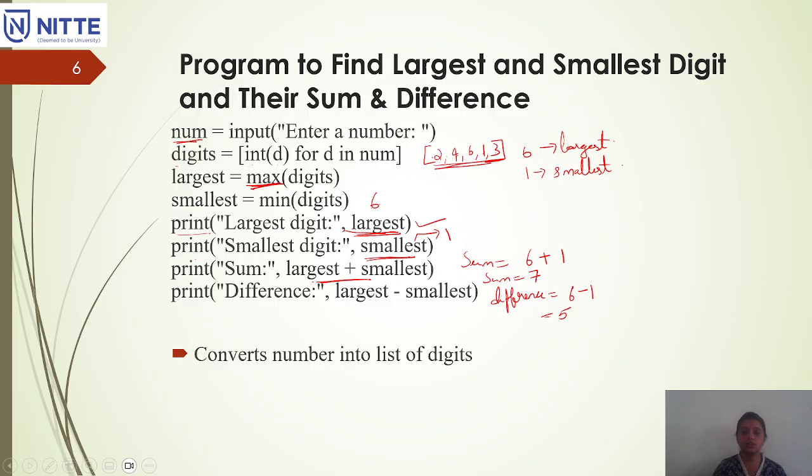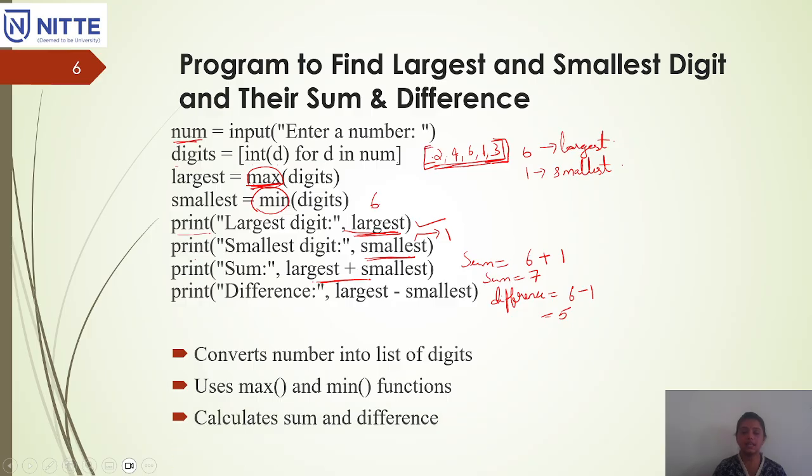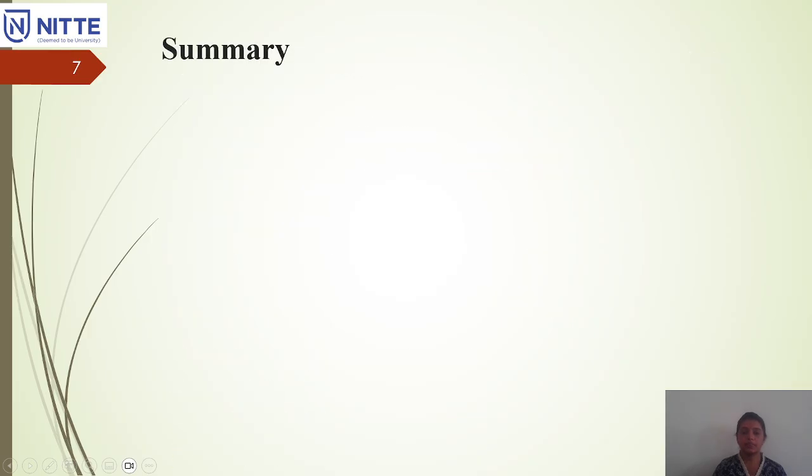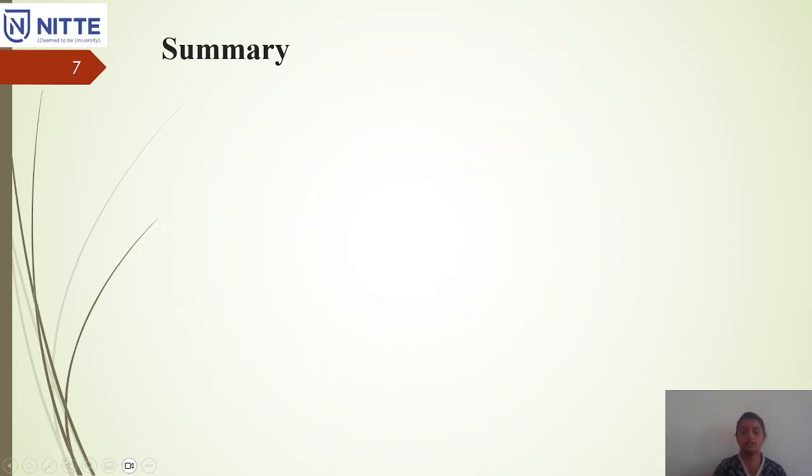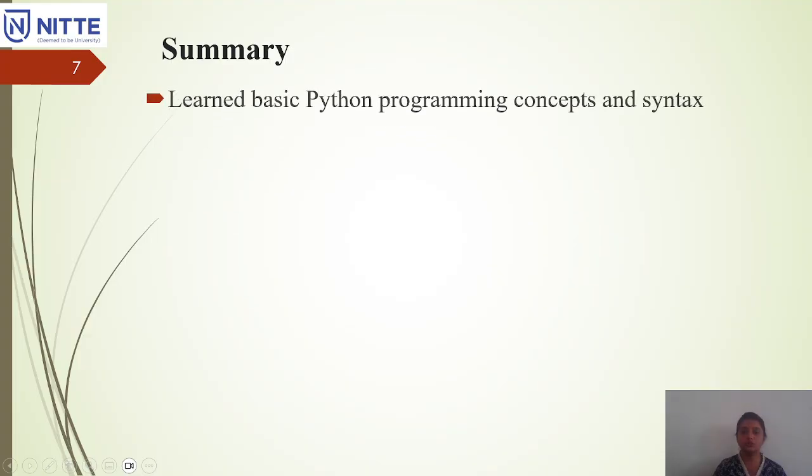But mainly we need to understand here that I'm using the built-in functions max and min, to find the maximum number and minimum number, with a newer concept that the numbers are stored in list format. So it converts the number into a list of digits, uses the max and min functions, and calculates the sum and difference in this program.